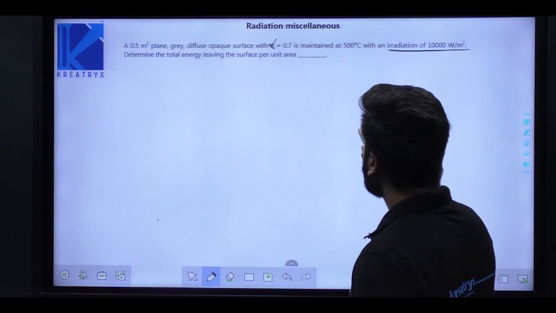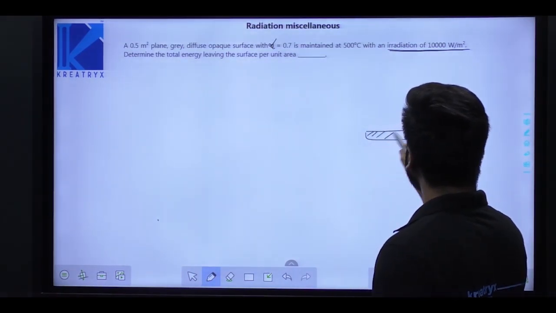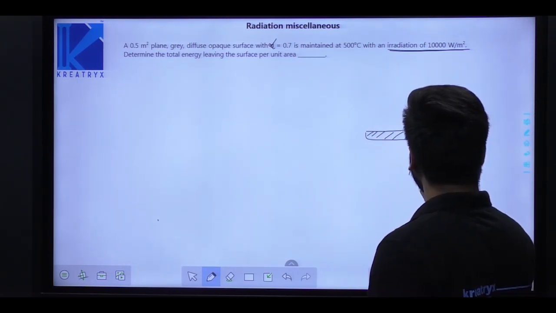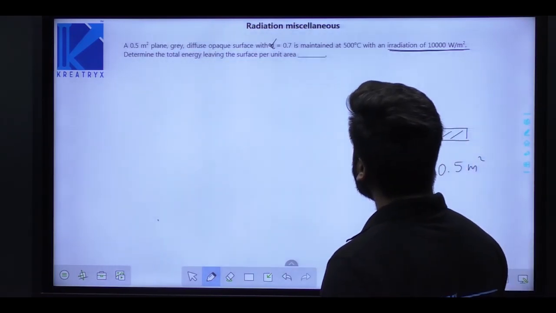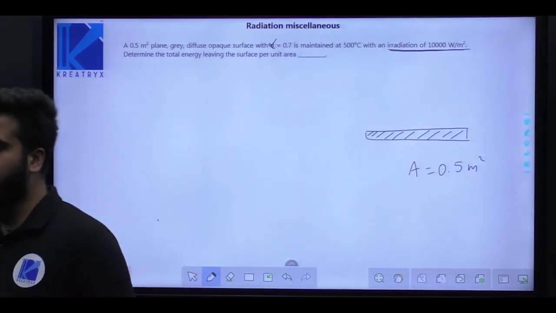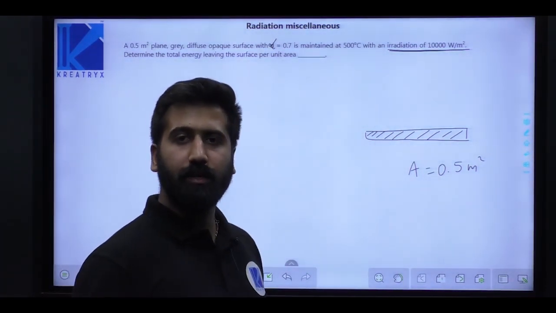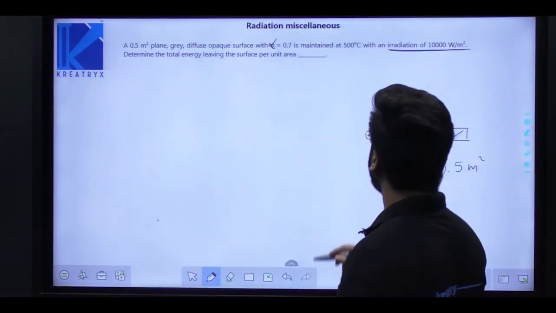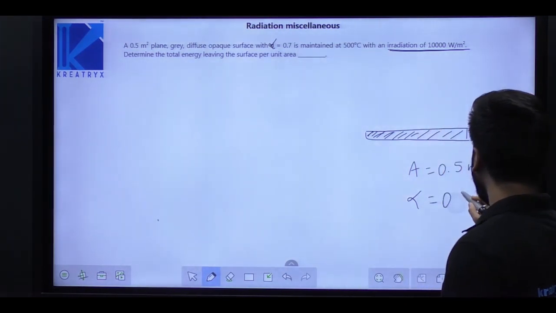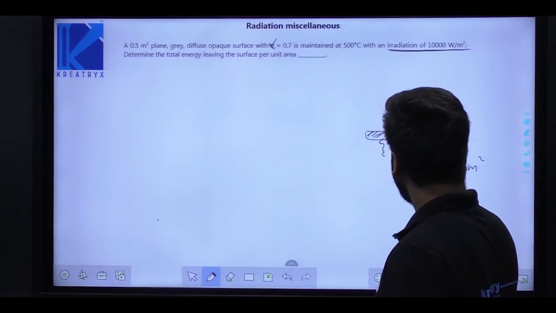So it's given that it's a plane gray surface with area 0.5 meter square. And alpha is absorptivity. What is absorptivity? You must have studied that. The fraction of radiation energy absorbed by this plate. So alpha is 0.7. It's an opaque surface, so transmissivity, tau, will be 0.